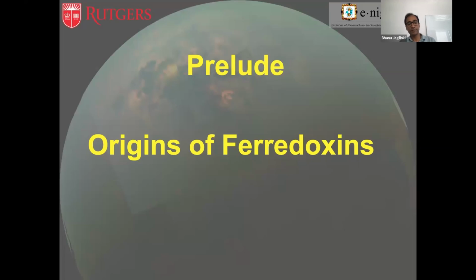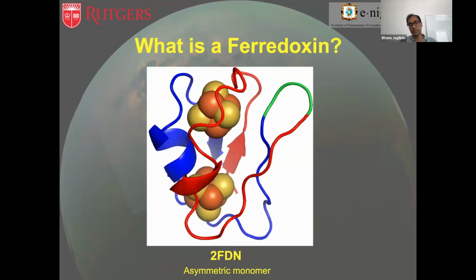So before I begin my talk, I just want to give a brief introduction to the origins of ferredoxins. And the question is, what is a ferredoxin? It's a very small protein, just about 60 amino acids, slightly bigger than the definition of a peptide. It usually has 8 cysteines. 4 of the cysteines would be in the first half region and the other 4 cysteines would be in the other half. And I won't even call it a domain, because these 30 amino acids would be too small to call a domain.